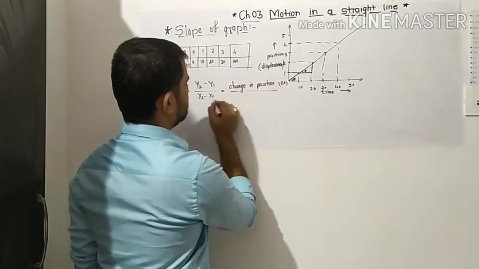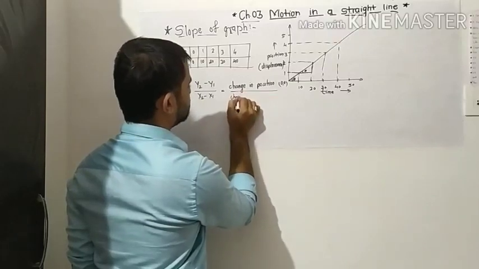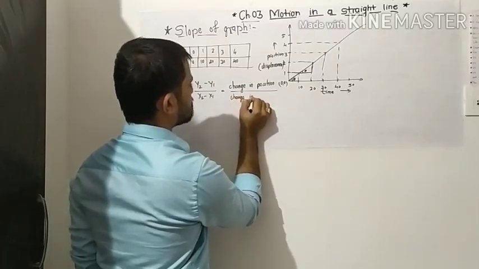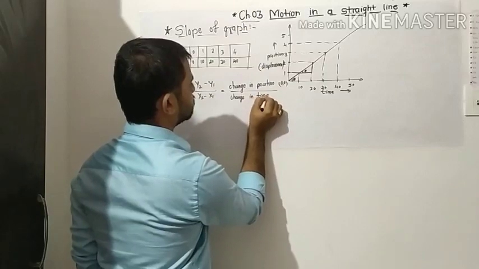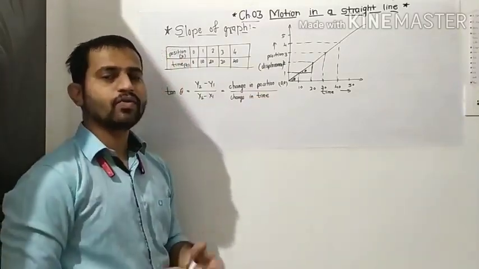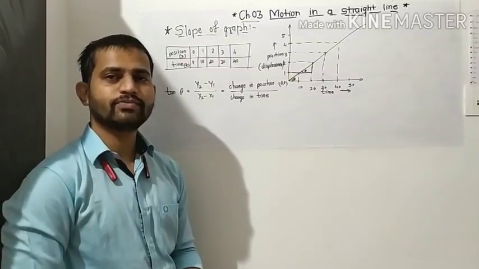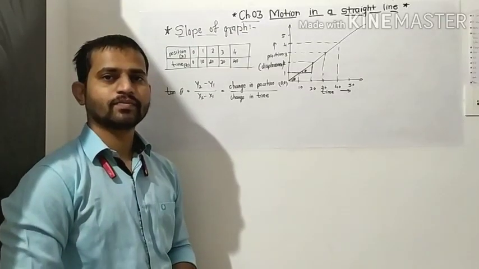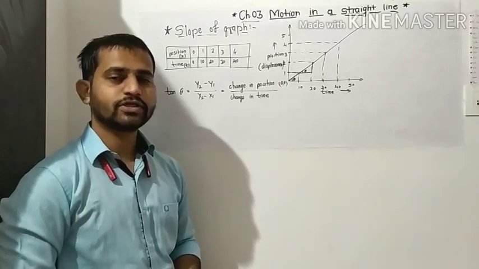And this is the change in time. Okay, we have the change in position upon change in time. Now we have learned one quantity. What is the change in position upon change in time?